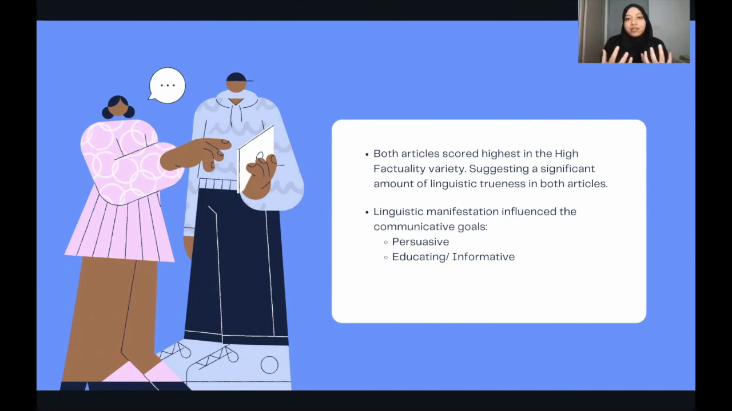So the linguistic manifestation that we can see throughout the analyses that have been presented earlier was highly influenced by the communicative goals. For example, we have persuasive communicative goals from Article 1, and we also have educating or informative communicative goals in Article 2. So basically, this analysis and discussion is considering how factuality affected the outcome context of the factual messages. Based on this, we can see that the communicative goals actually do influence how linguistic representations are interpreted.